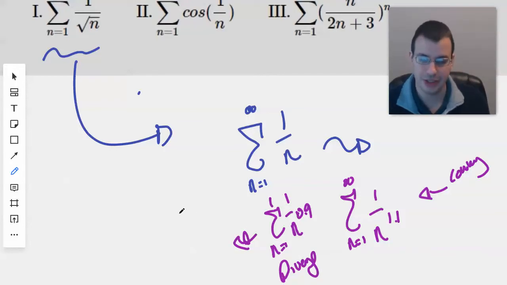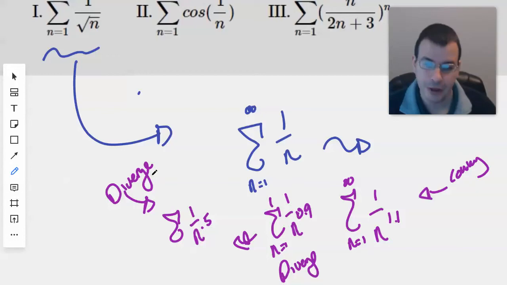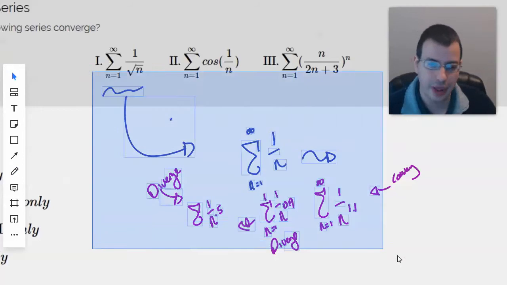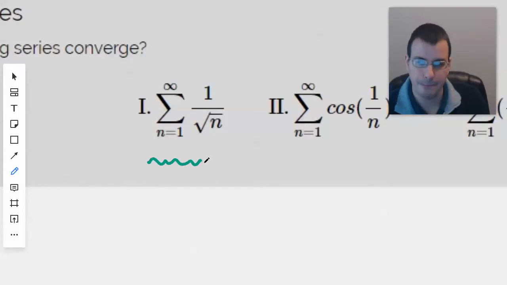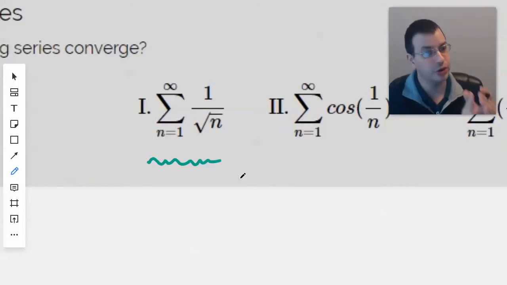So if we have something that's 1 over n to the 0.5, which is what 1 over the square root of n is, this will also diverge. So you look at this, and that is going to be more divergent than 1 over n, and we know that 1 over n diverges, therefore that must diverge as well. I guess that would officially be called the comparison test. We know that 1 over the square root of n is larger than 1 over n. So since we know 1 over n diverges, 1 over square root of n has to diverge as well.